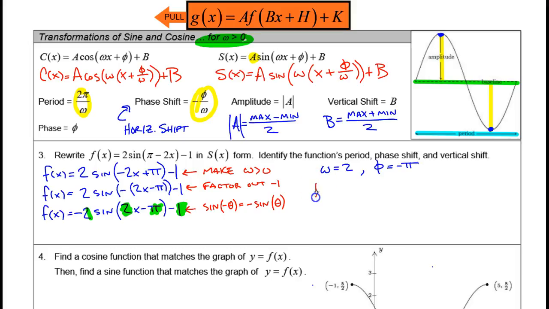First thing we'll look at is the period of the function. Period equals 2 pi over omega. So now I'll substitute in what I know. This is going to be 2 pi over 2, which just equals pi. So the period of this function is pi. The period of the regular sine function, sine of x, is 2 pi, so this one is horizontally compressed compared to the regular sine function.